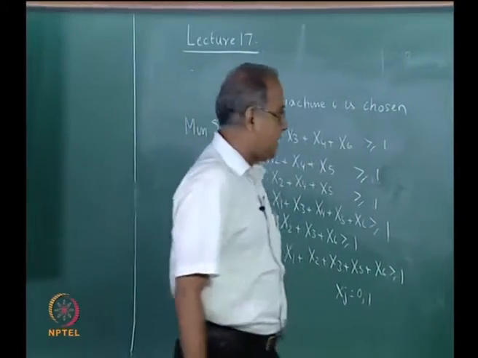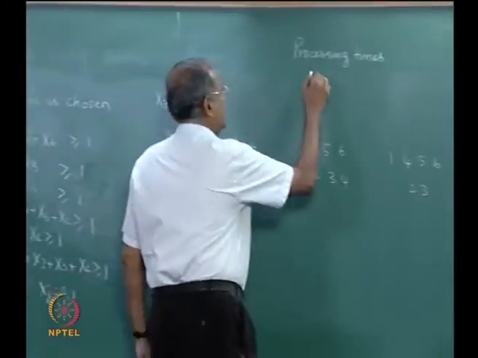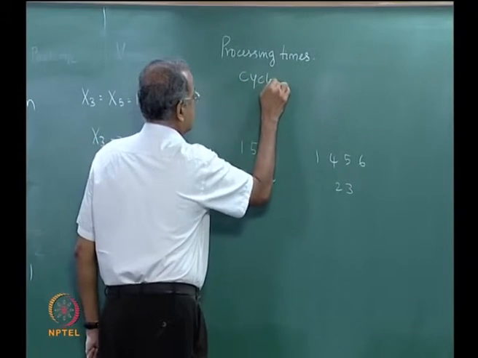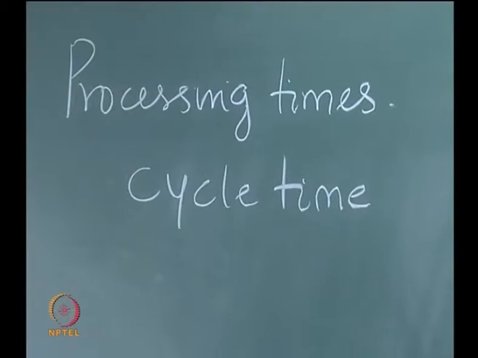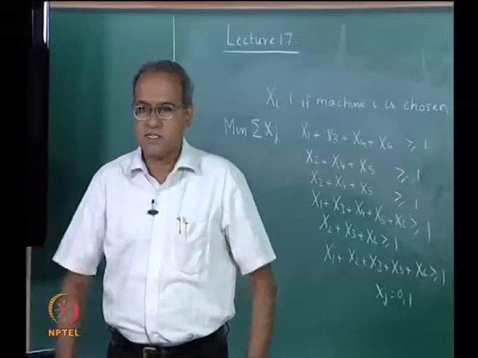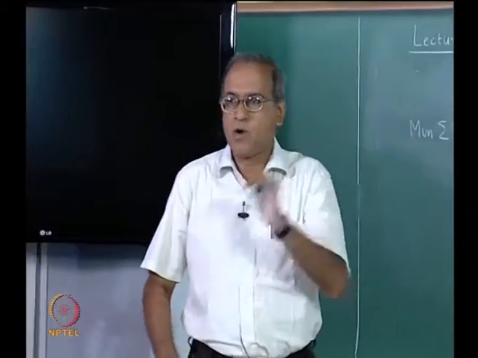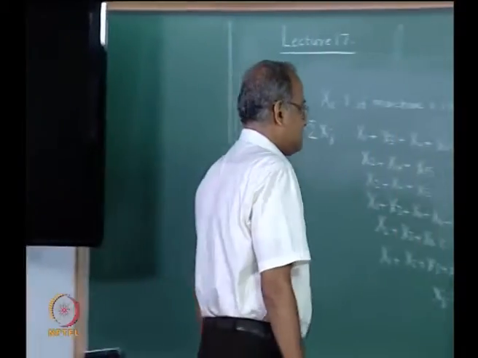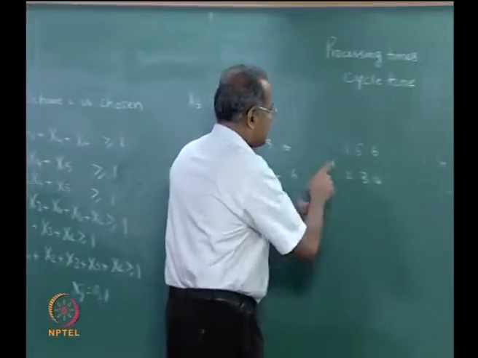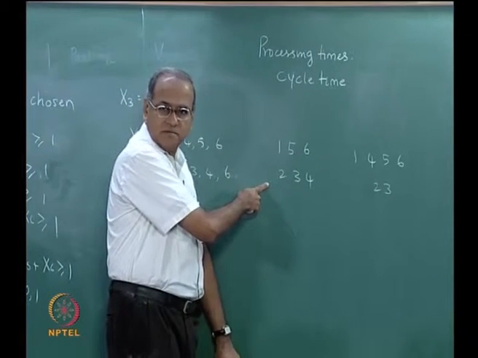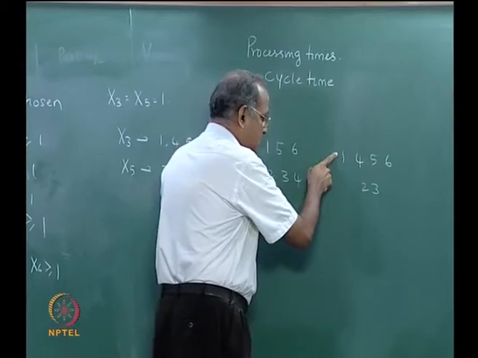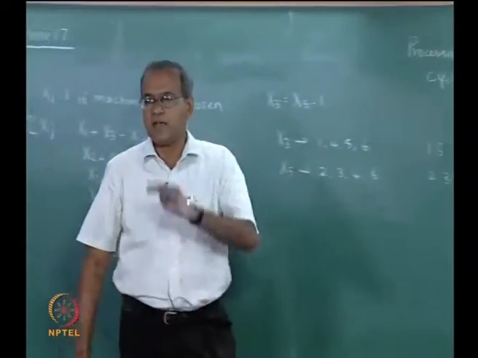Somewhere we also need to bring cycle time into the picture. For example, for the sake of illustration, if all the processing times are 1, then this configuration would give us 3 and 3 with a cycle time of 3, this configuration would give us 4 and 2 with a cycle time of 4.